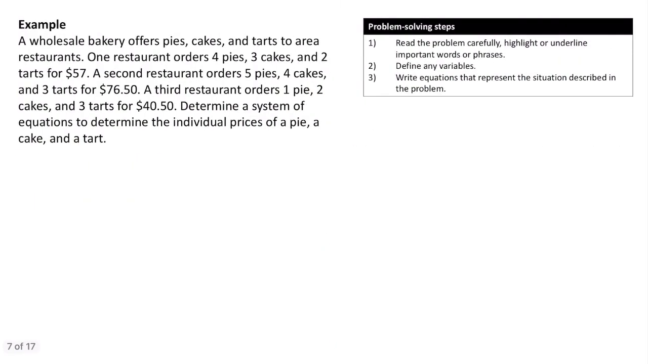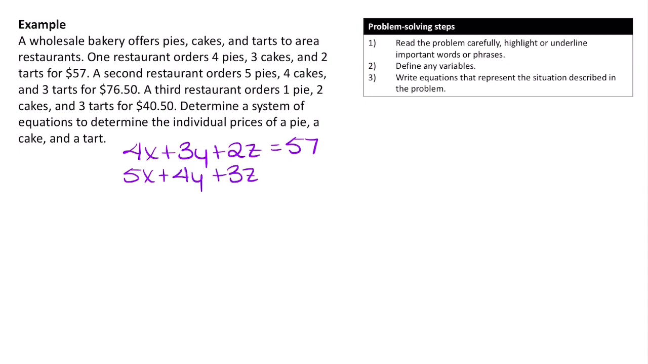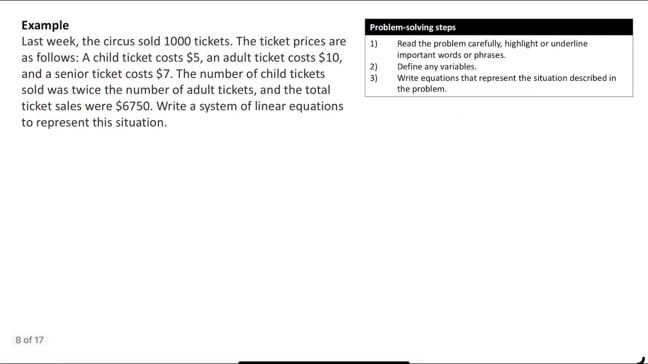So just to summarize, I'm going to write all my equations without all that extra work. I have 4x plus 3y plus 2z equals 57. And then I have 5x plus 4y plus 3z equals 76.50. And x plus 2y plus 3z equals 40.50. So you see what I've done here is I've taken this whole word problem and translated it into a system of equations. So now let's try this example.